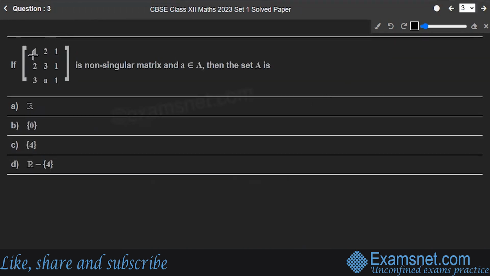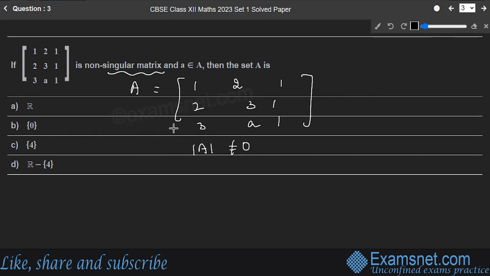Question number 3. If the matrix with rows 1, 2, 1; 2, 3, 1; 3, a, 1 is a non-singular matrix, where a belongs to the set A, then the set A is what? Fine. Let's start with the question. You are given the matrix, let's say this is the A matrix: 1, 2, 1, 2, 3, 1, and 3, a, 1. So I'm saying this is a non-singular matrix as given in the question. So if it is a non-singular matrix, that means the determinant of A is not equal to 0. Let's find the determinant of A now. I hope you know the formula for this.